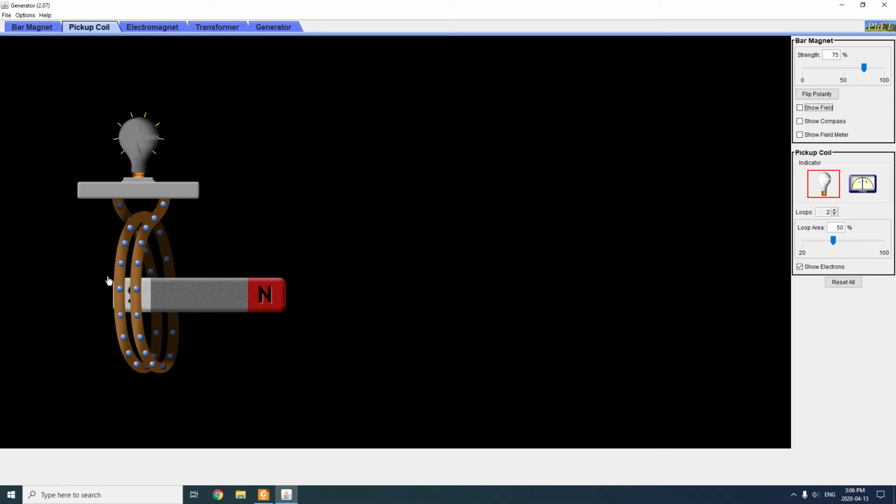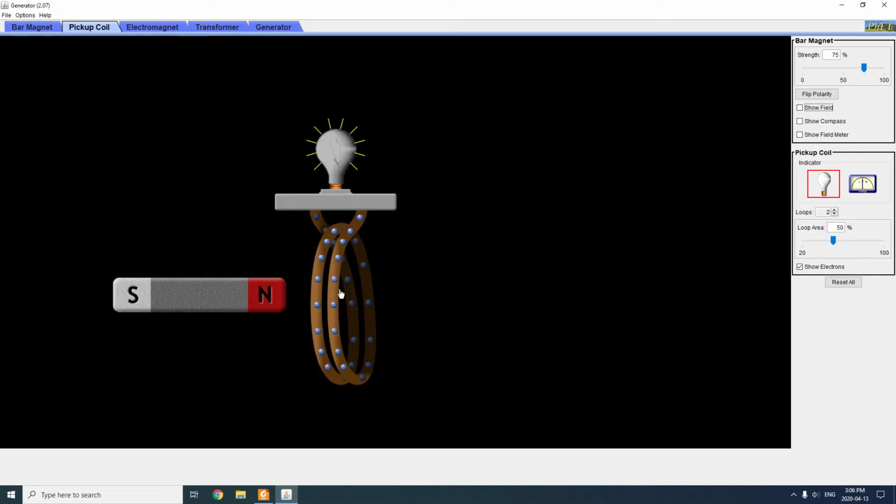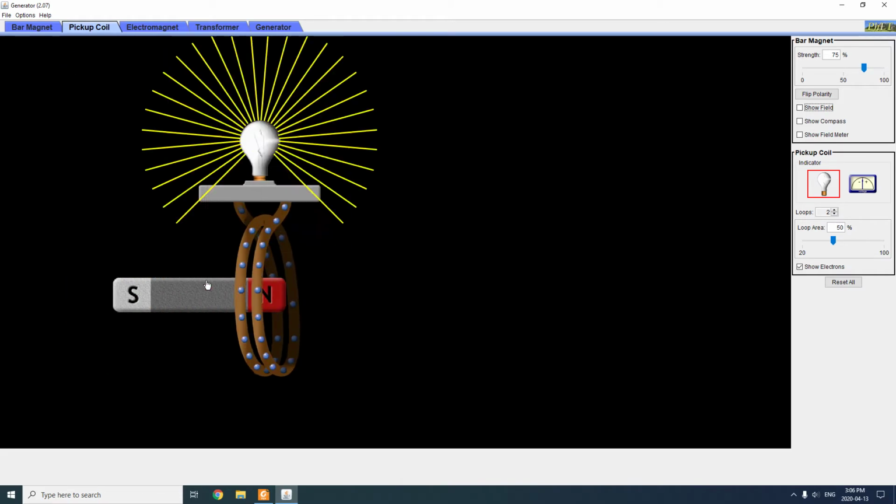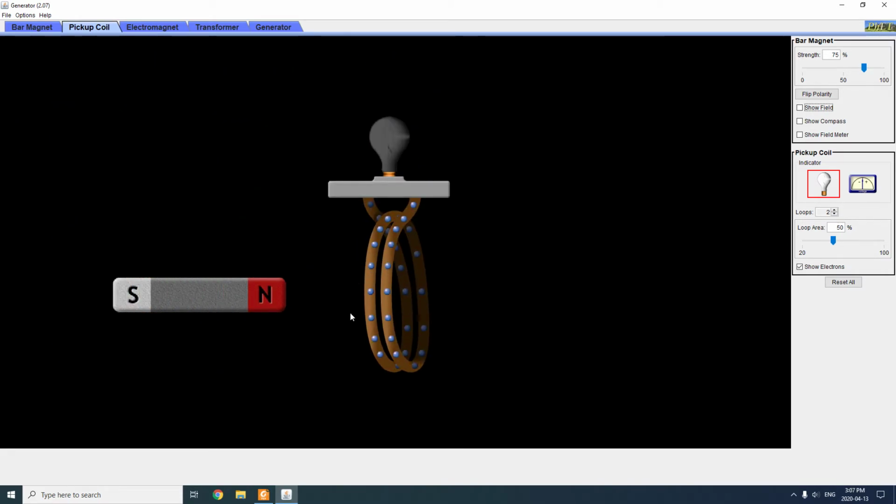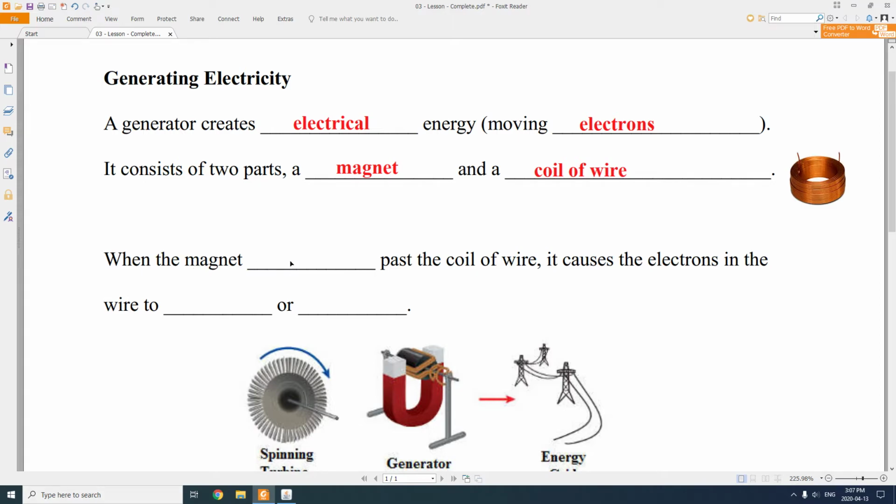And that's all a generator does, is it just takes a coil of wire and it moves it back and forth past the magnet. Pushes the electrons in the wire. That's what gives you electricity. So we said when the magnet moves past the coil of wire, it causes the electrons in the wire to move, or sometimes we say flow, right? It makes the electrons flow down the wire.